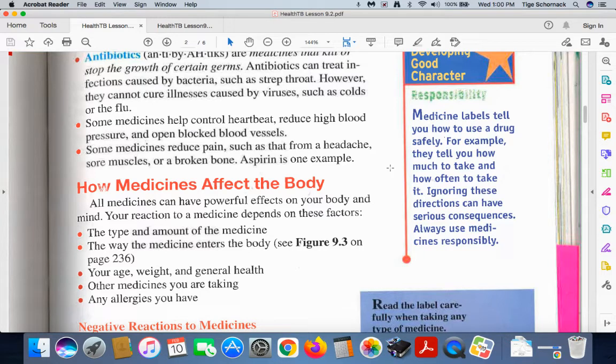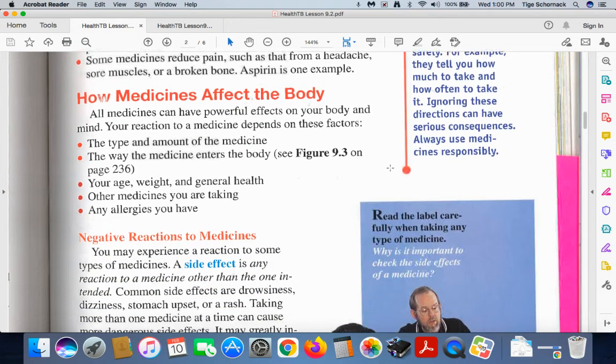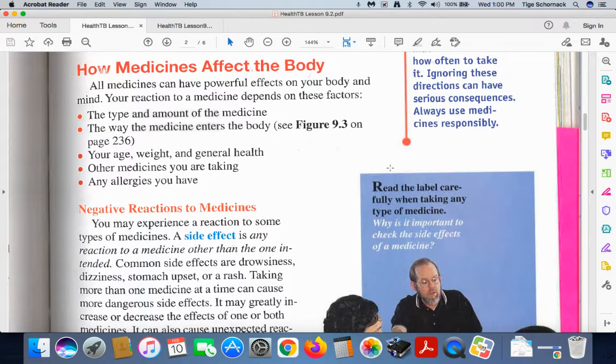So let's look at developing good character: responsibility. Medicine labels tell you how to use drugs safely. For example, they tell you how much to take and how often to take it. Ignoring these directions can have serious consequences. Always use medicines responsibly.